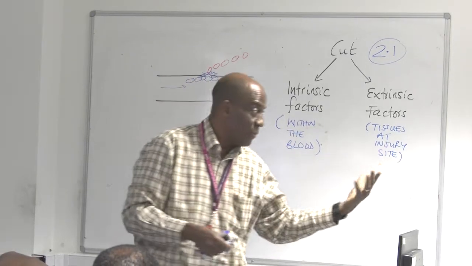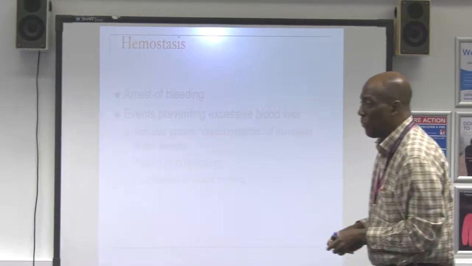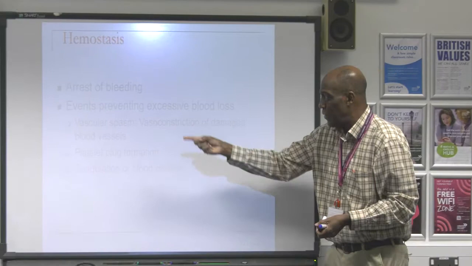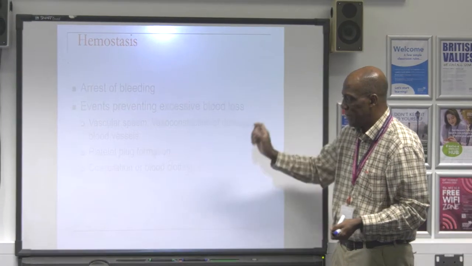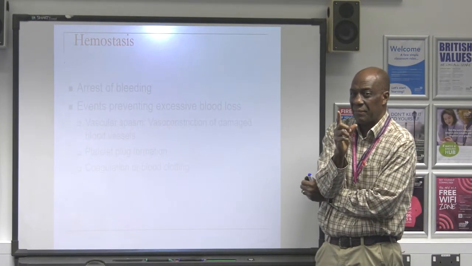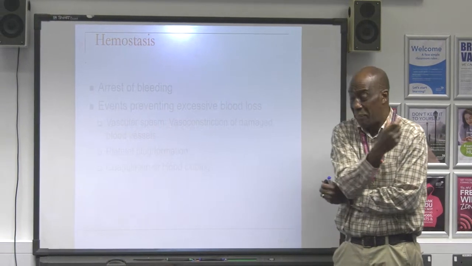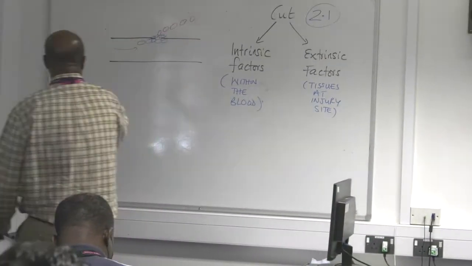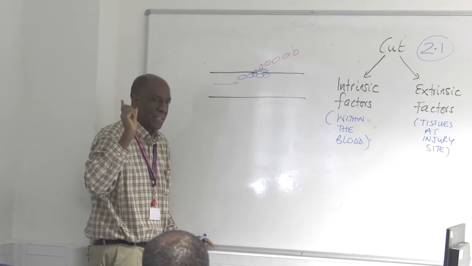So when we have a cut and the system wants to prevent blood loss, there's a vascular spasm, the vasoconstriction of damaged blood vessels. Then the platelet plug. The platelet starts the process, but research what else accompanies the process. As the platelets are moving towards the injury site, certain agents are coming with them.